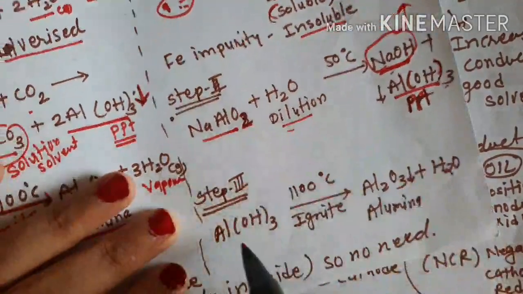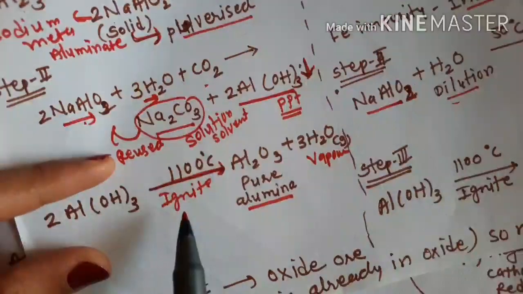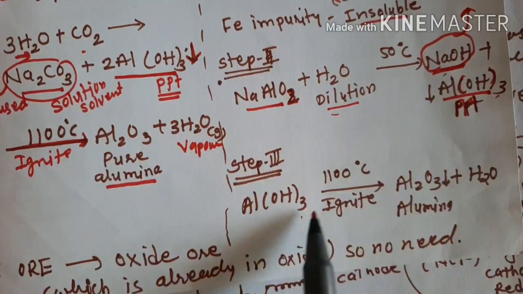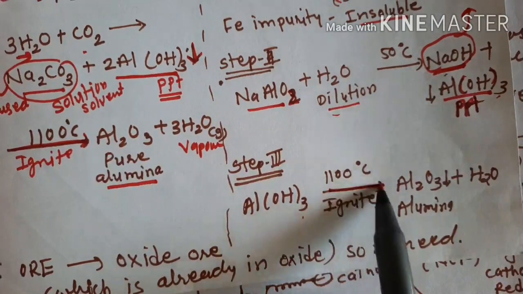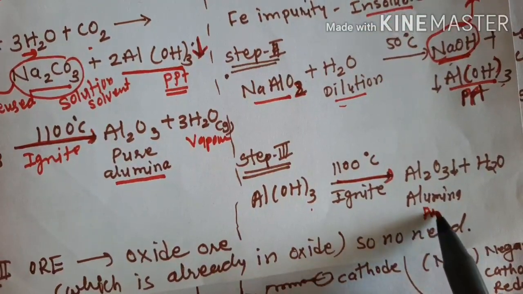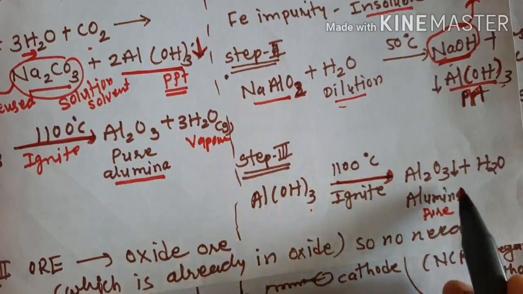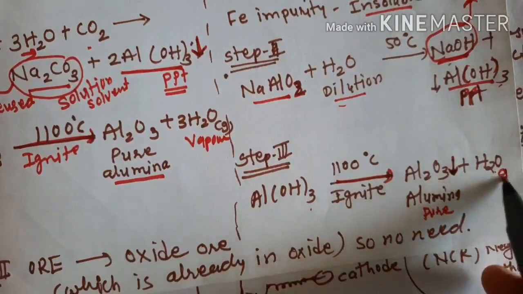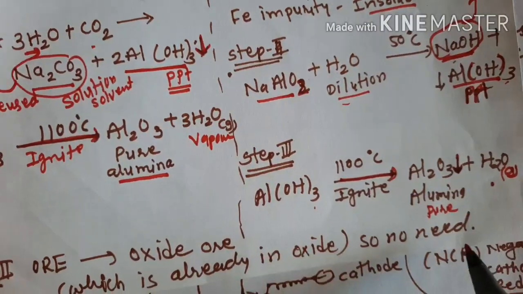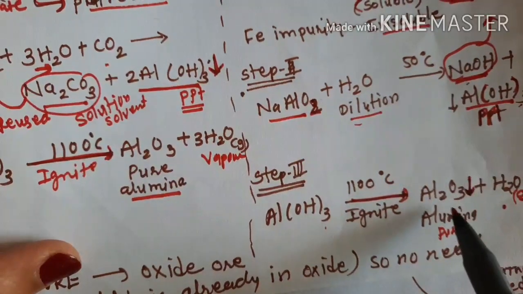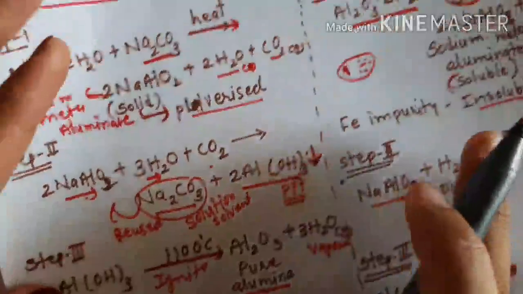Now this precipitate, when we heat it, the same method just like in Bell's process, step number 3: the Al(OH)3 we ignite, and it converts into pure alumina. It is ignited and converts into pure alumina, and water is removed in gaseous form, as vapor. So what we get is pure alumina, Al2O3. This is a concentration method.